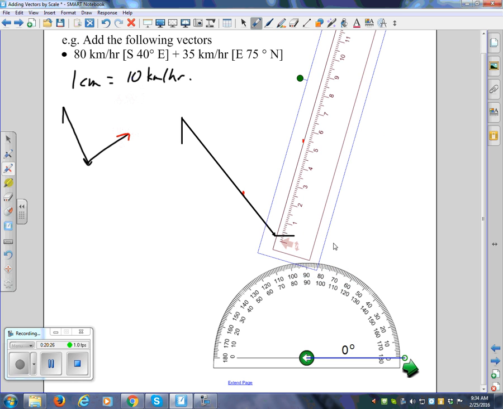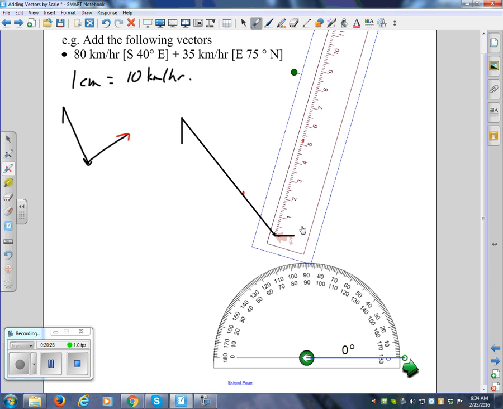Josh, I sense a move in your future. New postal code. 35 kilometers an hour is going to be 3.5.